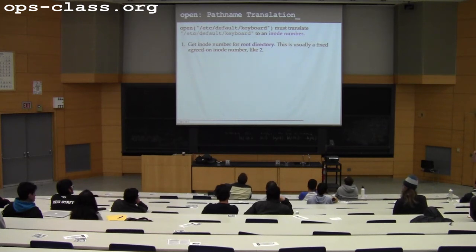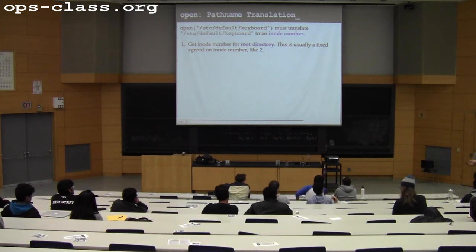Here's where it's critical that the root inode is fixed, because if it's not fixed, I don't really know where to start. I have to have a starting point so I can bootstrap the process. To translate the root, there's no directory above root, so there's no directory to look for the root entry in. Instead, I use a convention where it's fixed to be some number. Does that make sense? This is how I start.